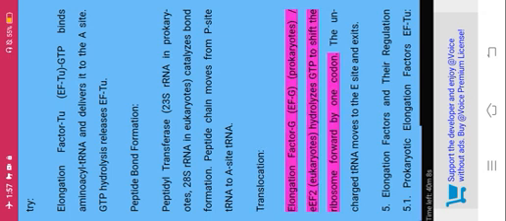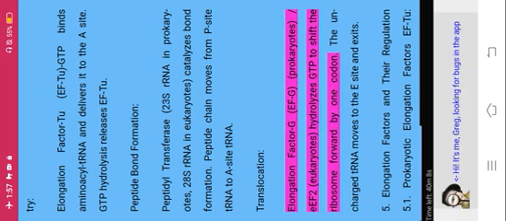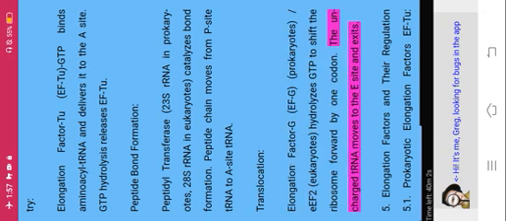Translocation. Elongation factor G, EF-G in prokaryotes, EF2 in eukaryotes, hydrolyzes GTP to shift the ribosome forward by one codon. The uncharged tRNA moves to the E site and exits.